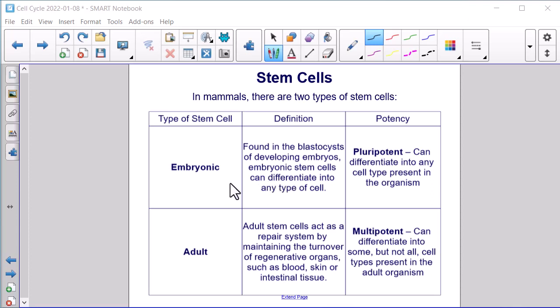Embryonic stem cells are what we call pluripotent, which means they can differentiate into any cell type present in the organism. Adult stem cells act as a repair system by maintaining the turnover of regenerative organs such as blood, skin, or intestinal tissue. They are multipotent, which means they can differentiate into some, but not all cell types present in the adult organism.